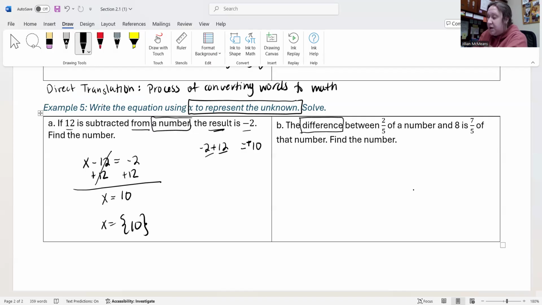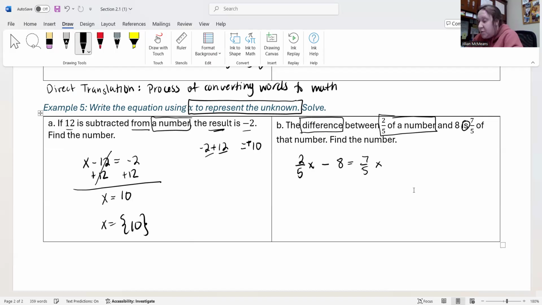So the difference between 2/5 of a number. So we're taking 2/5 of a number. That means 2/5 times some unknown number. We're going to call it x. And we want the difference between that and 8. Well, that just means take 2/5 of a number, x, and then subtract 8. And then it says is, that's our equals, is 7/5 of that number. So they're saying take that same number and multiply it by 7/5, and that's going to be the other part of this equation.